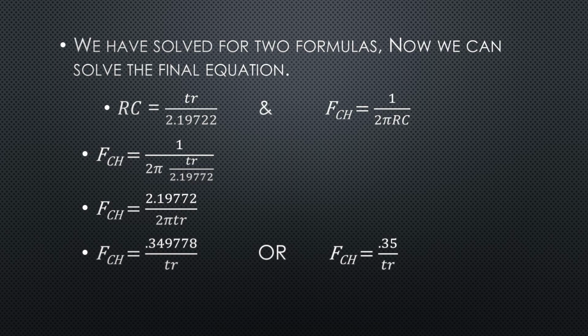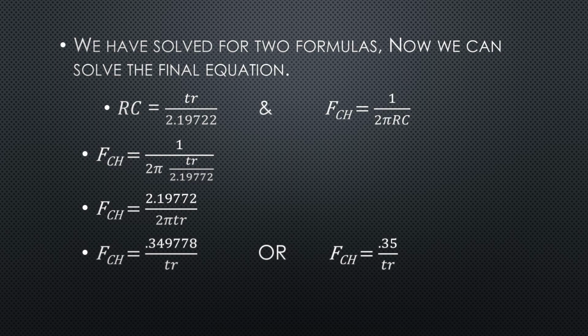And so we're going to combine these two formulas. In the frequency cutoff formula, we're going to substitute in the rise time divided by 2.19722. And you can see that simplifies.